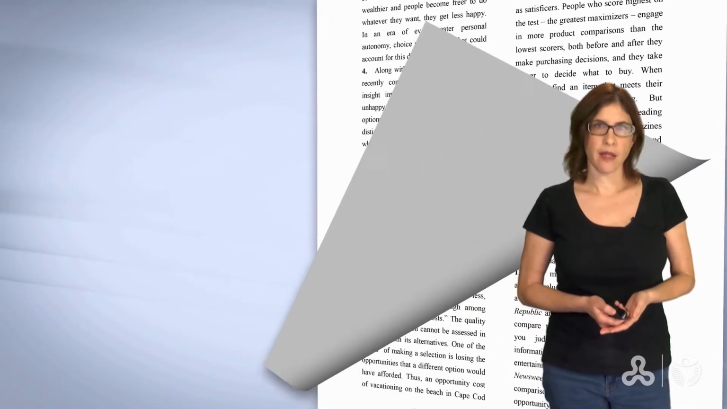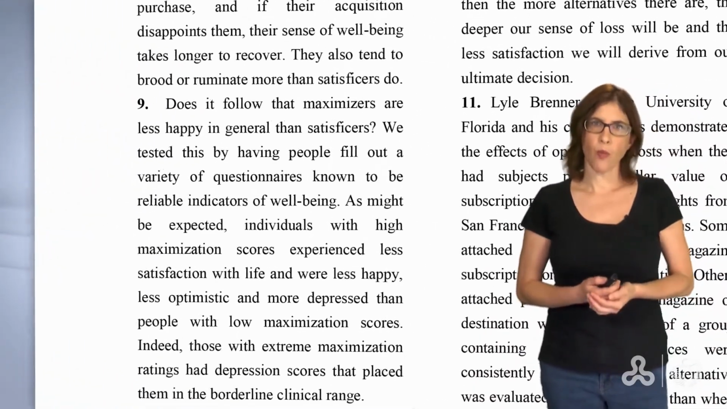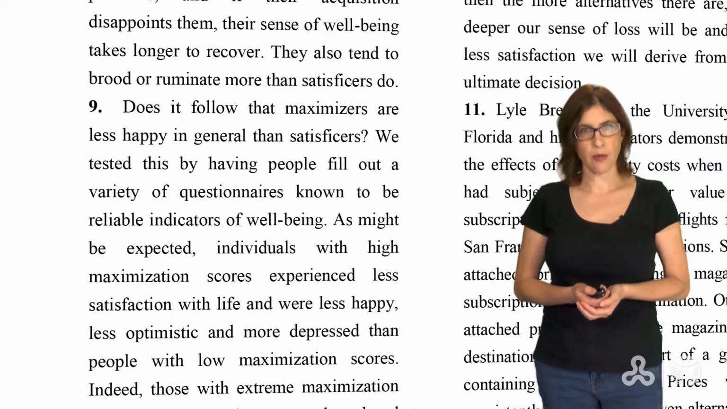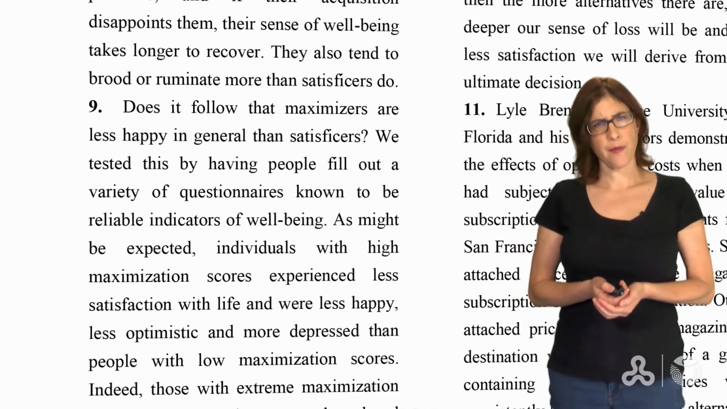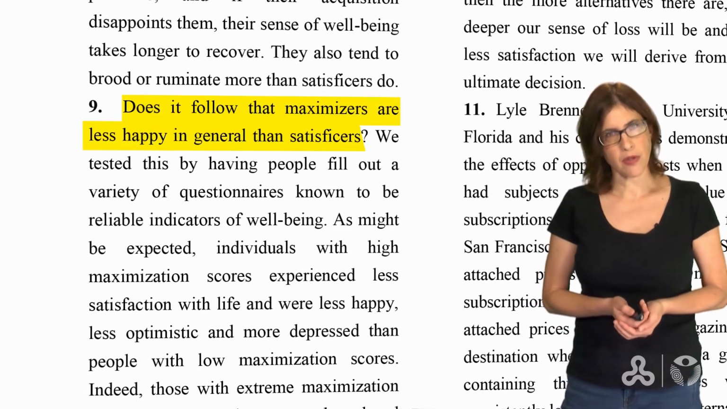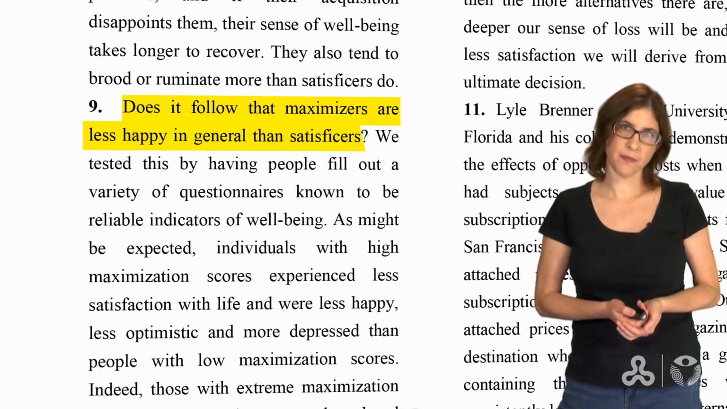In paragraph 9, the writer takes this idea a step further. He tests one more idea. Let's go on to paragraph 9 to see what he does. The first sentence says, does it follow that maximizers are less happy in general than satisficers?